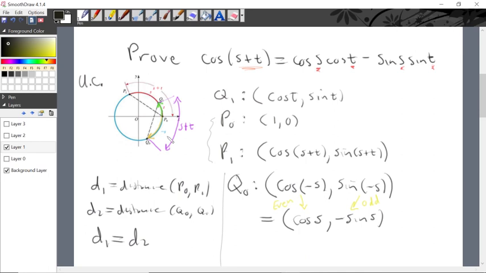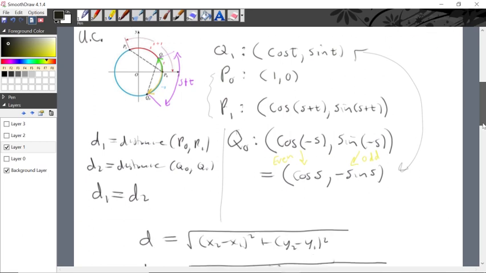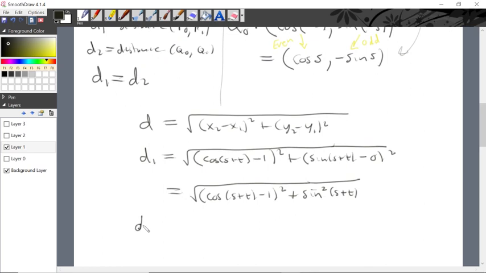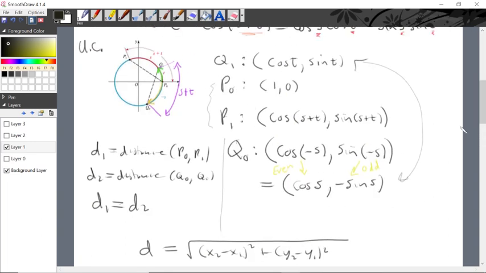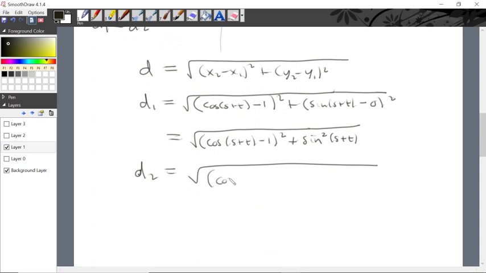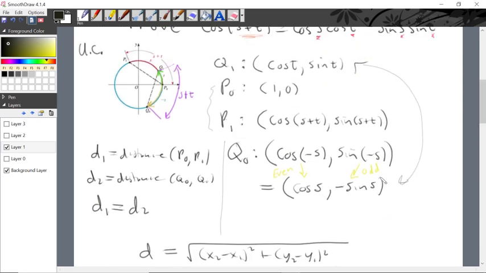Now let's find out what D2 is. D2 is going to be the distance from Q1 to Q0, or the other way around. So we have the cosine of t, sine of t on one hand. We have a cosine s and a negative sine s on the other hand. So let's figure out what D2 is by the distance formula. We have a square root of, now we'll take the difference in the x values first. That would be cosine s minus cosine t, and then that quantity is squared, plus, now we need the difference in the y coordinates. That would be negative sine of s minus sine of t.